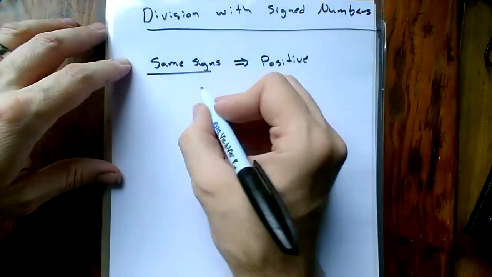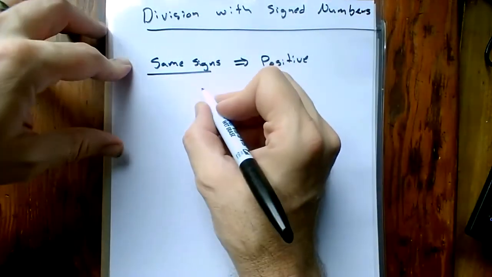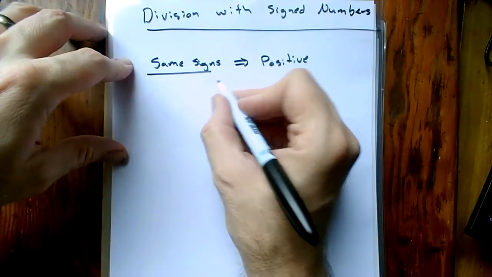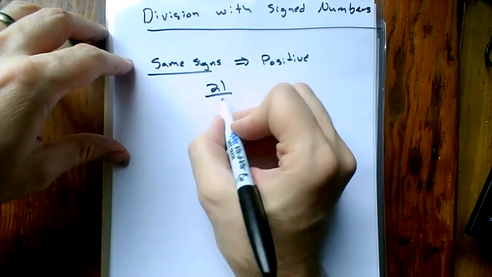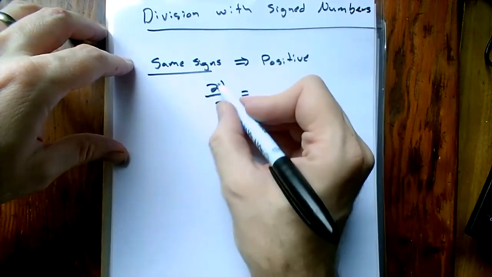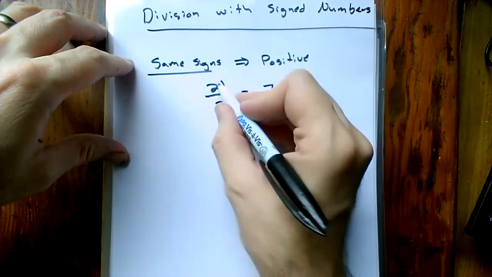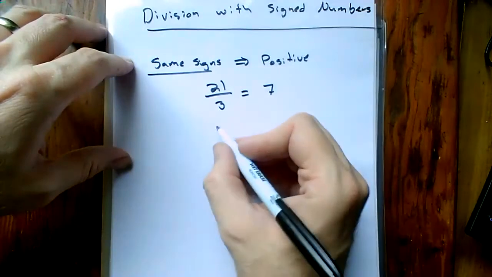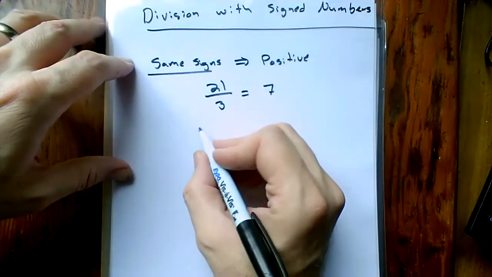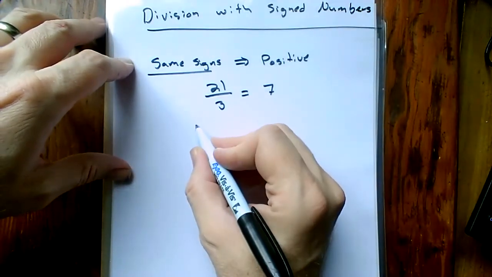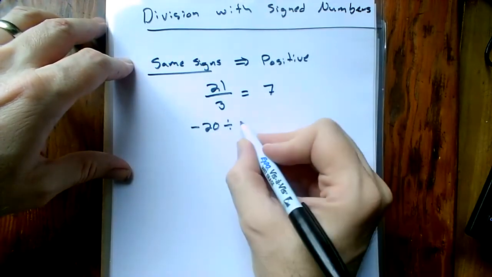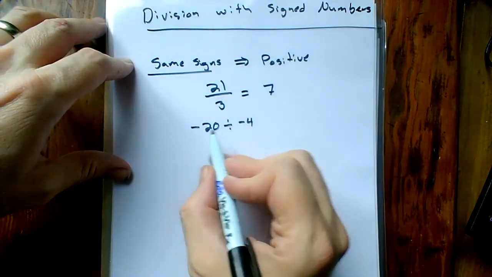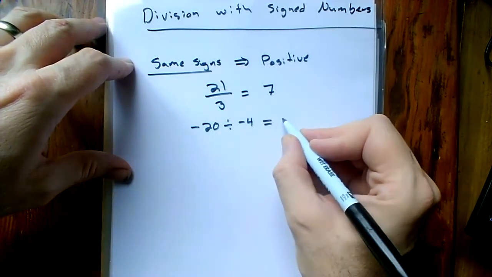So that means, and it doesn't matter what format I write this in, I could have 21 divided by 3. That would be a positive 7. Positive divided by positive is positive. Or if I had something like negative 20 divided by negative 4, negative divided by negative is also going to be positive.